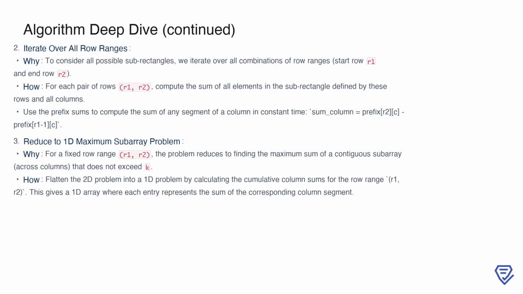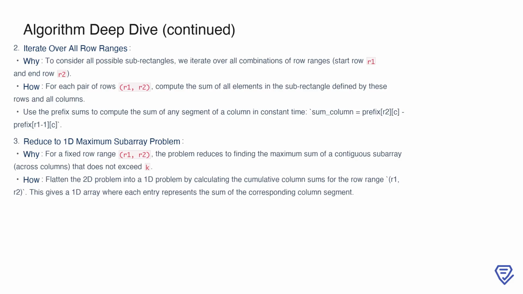The next step is to iterate over all possible row ranges in the matrix. This is necessary because each row range defines a potential set of subrectangles to consider. For each pair of rows, say R1 and R2, we calculate the sum of all elements in the subrectangle bounded by these rows and all columns. Using the prefix sums computed earlier, we can determine the sum of any column segment within this row range in constant time by subtracting the prefix sum of the row above R1 from the prefix sum at R2.